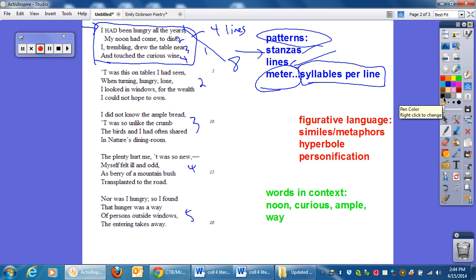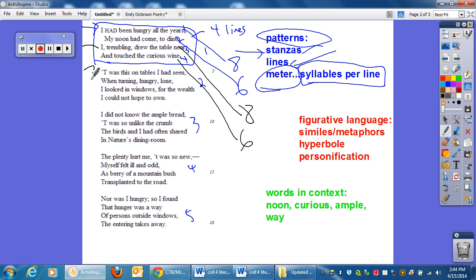"My noon had come to dine." We'll notice that there were 6 syllables in this one. If we go then to the next line, "I, trembling, drew the table near," we'll notice that there were 8 syllables there. "And touched the curious wine," there were 6. And actually, if we follow the pattern all the way down, there actually is going to be 8 in this line, 8 syllables, 6, 8, and 6.